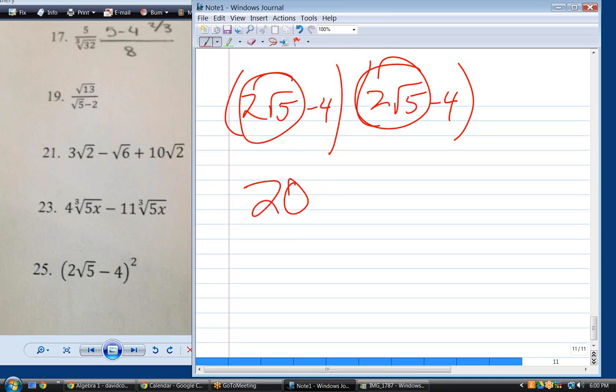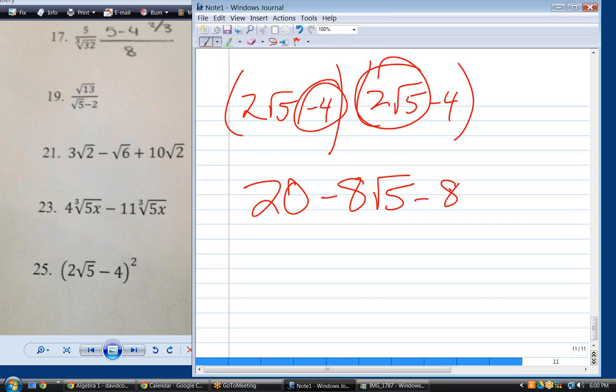Next term is this first term times the outside. In other words, FOIL, the O means the outsides. So minus 4 times 2 root 5 is minus 8 root 5. And then I want to do the insides. The I of FOIL is the insides times one another. So minus 4 times this is another minus 8 root 5. And finally, the L of FOIL stands for the last. That would be minus 4 times minus 4, which is plus 16.